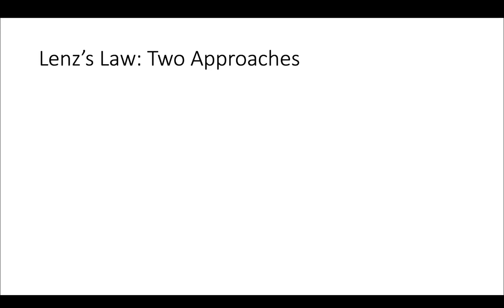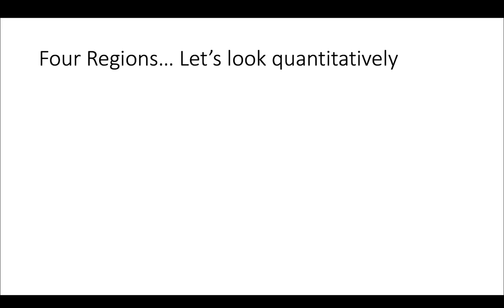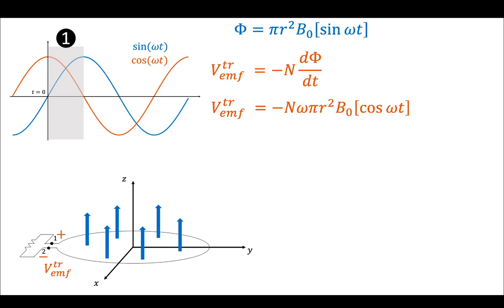So let's continue our discussion of the positive or negative polarity of the transformer voltage by thinking about Lenz's law. And we have two approaches that we can take. And there's four different regions of time that we can consider. Let's first look at them quantitatively. So let's use the math, just like we did at time equals 0.